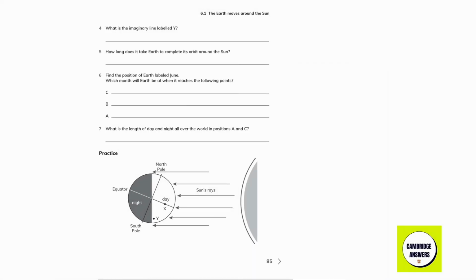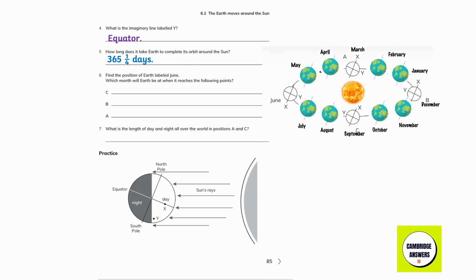Question number 4. What is the imaginary line labeled Y? Equator. How long does it take Earth to complete its orbit around the Sun? 365 and 1/4 days. Find the position of Earth labeled June. Which month will Earth be when it reaches the following points? C. September. B. December. A. March. What is the length of day and night all over the world in positions A and C? 12 hours.